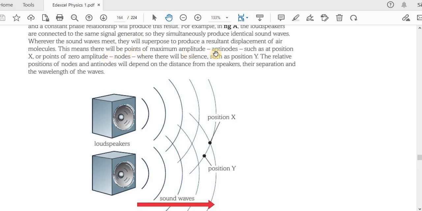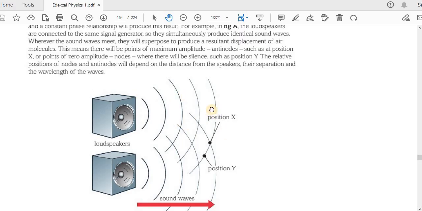This means there will be points of maximum amplitude, antinodes. In the standing wave, you have the antinode and you have the node, such as at position X, or points of zero amplitude. Now why zero amplitude? When the crest and trough meet in the formation of a standing wave, you will have a node there, zero amplitude, where there will be silence, such as at position Y. The relative positions of nodes and antinodes will depend on the distance from the speakers, their separation, and the wavelength of the waves.